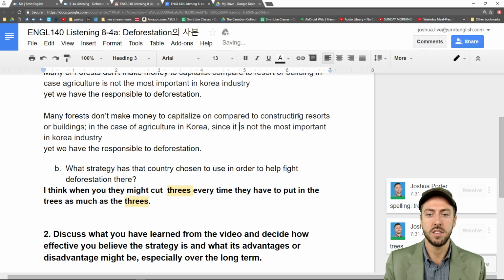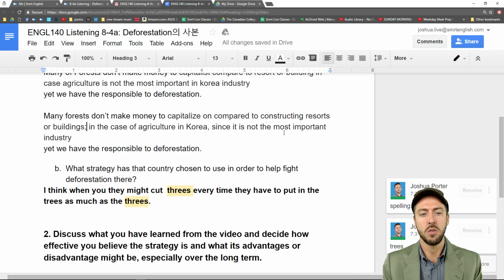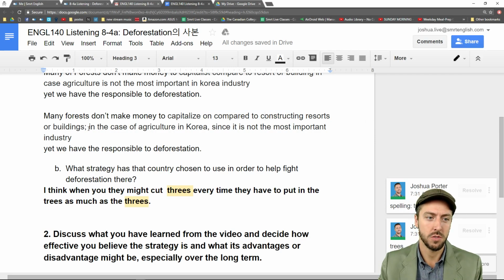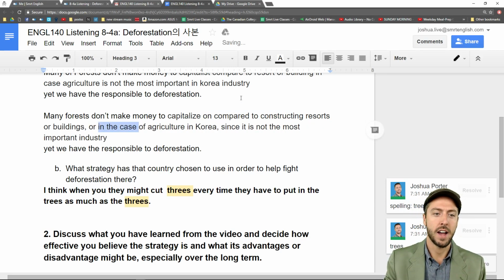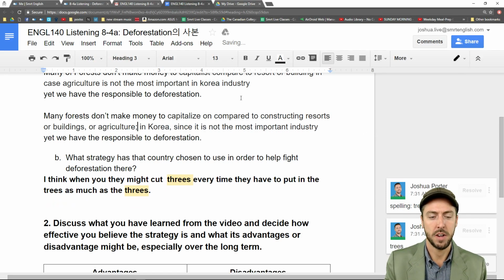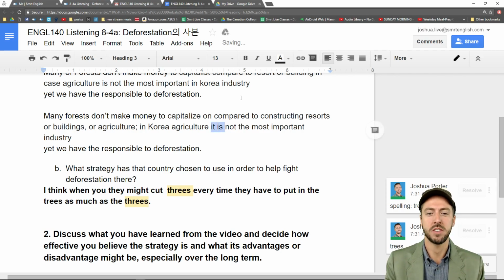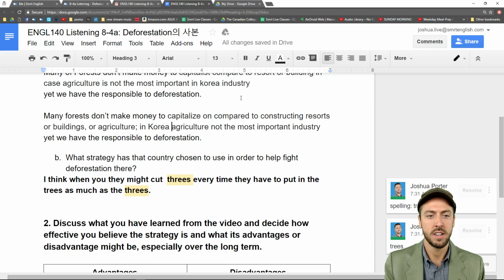since it is not the most important industry, in the case of agriculture. So I think what we're doing here is we're talking about three different ways that forests are eliminated for other capitalizing endeavors. So capitalize on compared to constructing resorts or buildings or agriculture. Then a semicolon. In Korea, agriculture is not, we don't really want since there because we don't follow it up with anything. So we want in Korea, agriculture is not the most important industry.